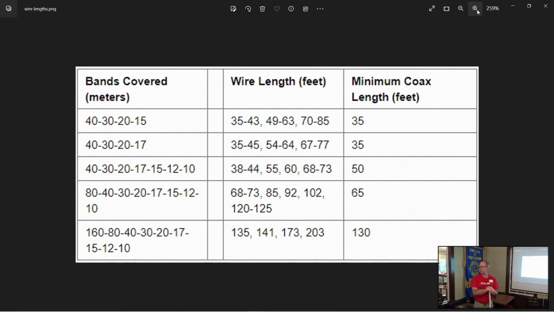Yeah, this list is my list that I use for the 9-to-1 baluns that I make for people. This is without a counterpoise. If you use a counterpoise, you don't have to worry about the minimum coax length.